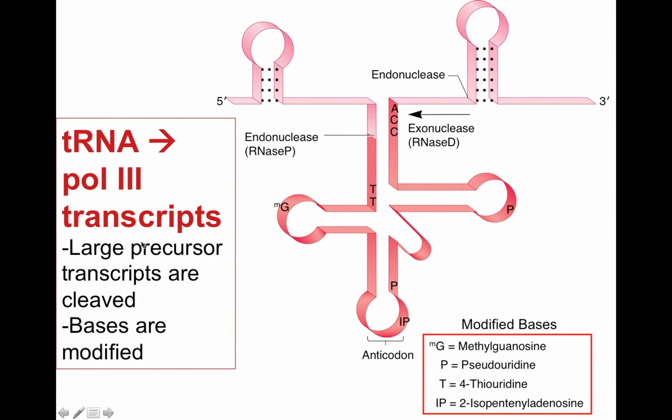In addition to trimming the ends, there are also bases that are modified. tRNAs are known to have many different types of modified bases, and these add stability, and also they add to the thermodynamic properties of the molecule to get it to fold up into the right shape. These are some of the different modified bases that you can find in tRNAs: methylguanosine, pseudouridine, 4-thiouridine, and isopentyl adenosine.